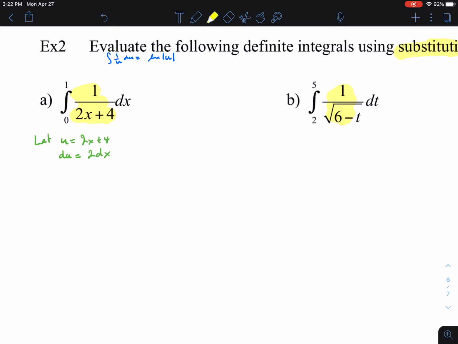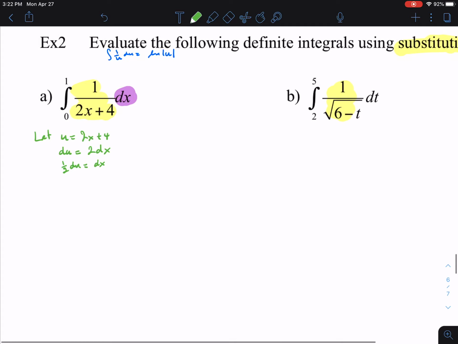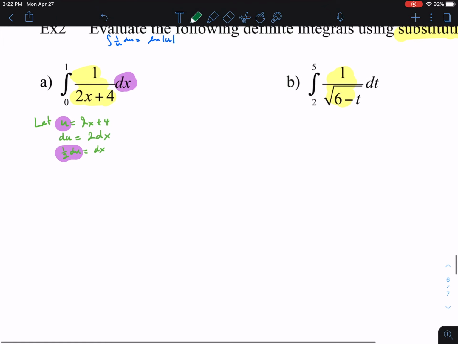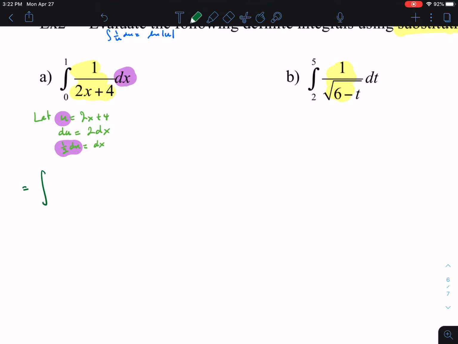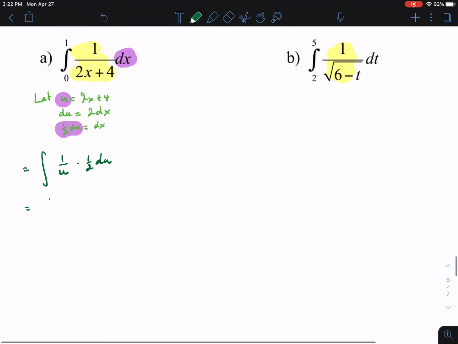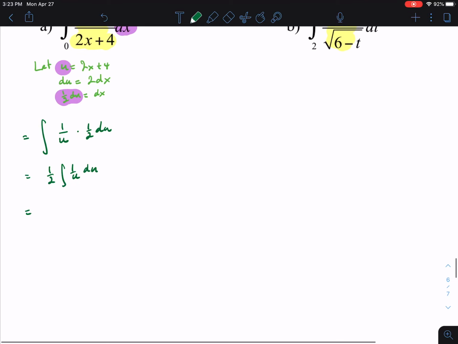But we need to replace just dx here. There's no 2 there. So what we can do is solve for dx. So that's just 1/2 du is going to be dx. Just divide both sides by 2. Okay. So we have dx being 1/2 du, and then we have 2x plus 4 being u. So now we're ready to replace everything and then find the antiderivative. So now we have the integral of 1 over u times 1/2 du. We can factor out the 1/2, so we get 1/2 integral of 1 over u du. The antiderivative of 1 over u is going to be natural log of absolute value of u.